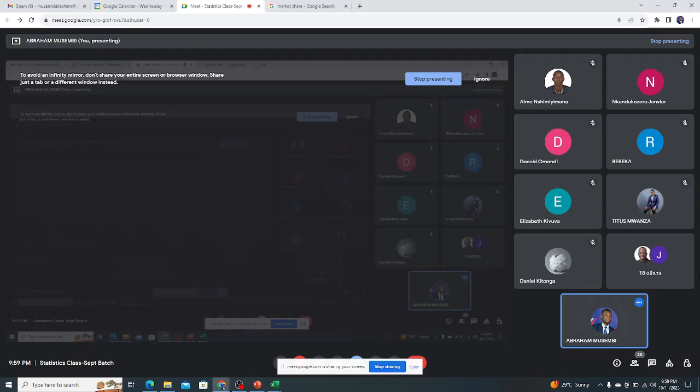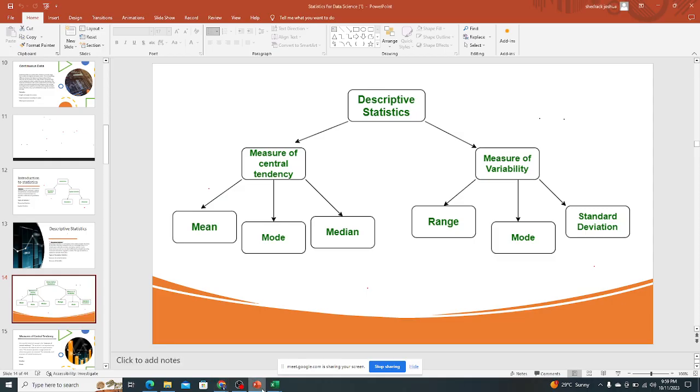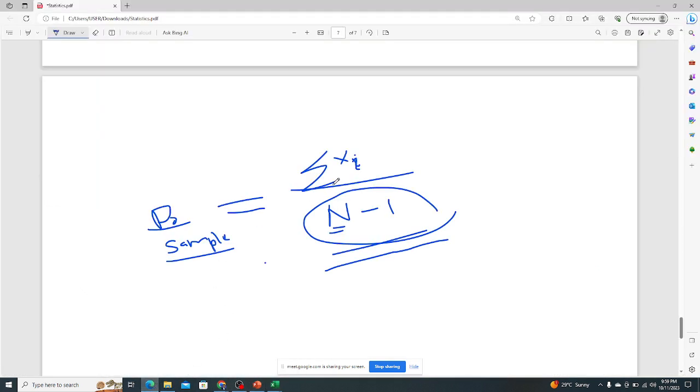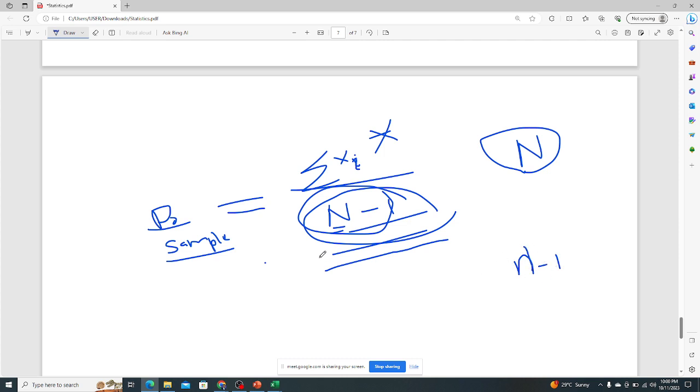I think it's the sample one. Correct, it's the sample. Why? Because we've not reached the total count for the population. We know the total count for the population is n, but we are less 1 in this calculation, so basically this will be a sample. So for a sample it can also be n minus 1. We have different methods of calculating that.